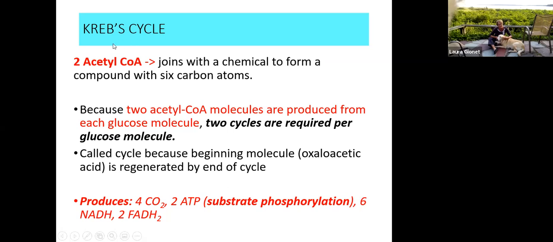So at the beginning of the Krebs cycle, we begin with 2 acetyl CoA. Right? It produces ultimately, through its 2 cranks around, 4 carbon dioxide, more carbon dioxide that has to be transported to the lungs, 2 ATP via substrate phosphorylation, 6 NADH, and 2 FADH2s. All right, so we start with 2 acetyl CoA, and we end with what we produce here.